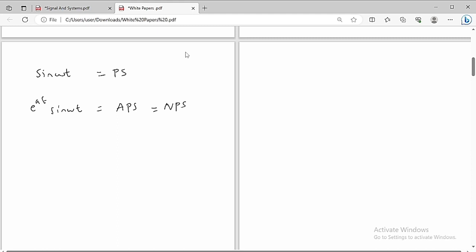So sine omega t is a periodic signal, whereas e to the power of vt into sine omega t is an aperiodic signal, because e to the power of vt is an aperiodic signal and sine omega t is a periodic signal. So the multiplication of a periodic signal and an aperiodic signal, the resultant is an aperiodic signal. This is something you always have to keep in your mind.